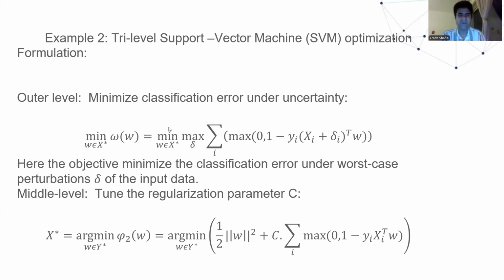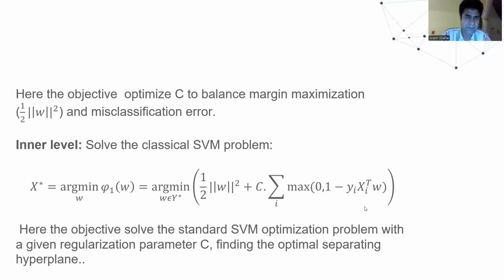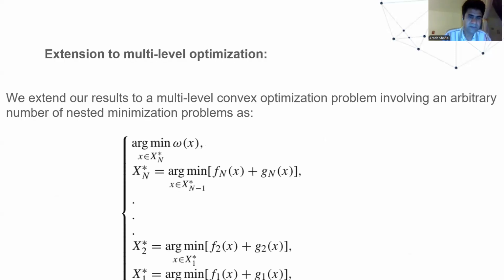The outer level is a minimization of classification error under uncertainty, you can see here. And x star here is the set of minimizers for phi 2, and phi 2 is this composition. The first term is smooth, as you know, and the second term is non-smooth.